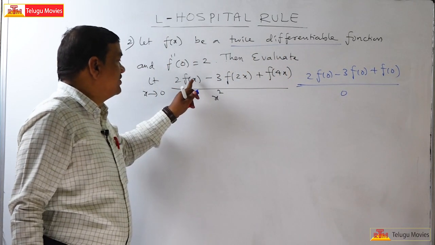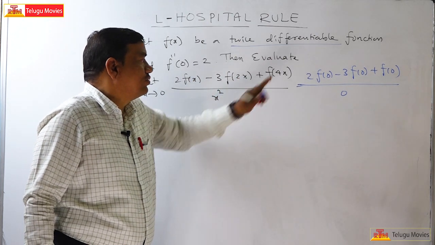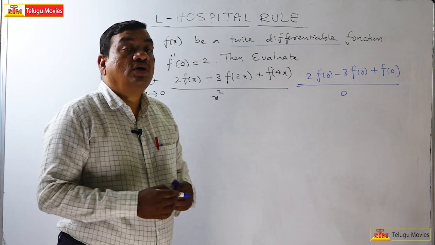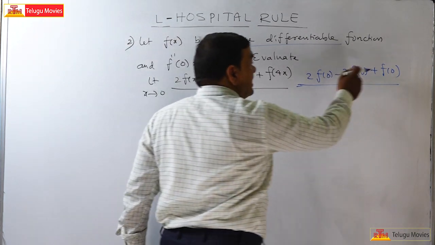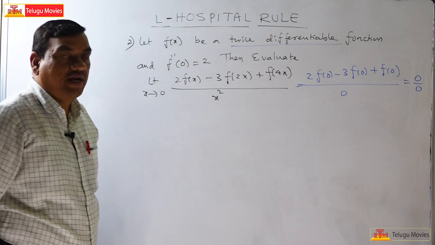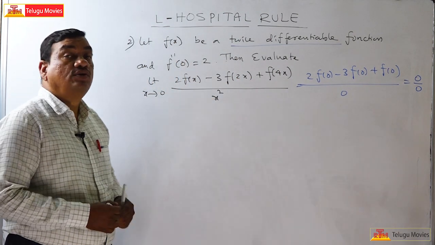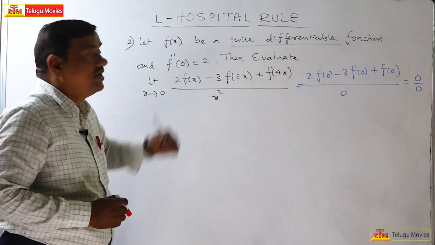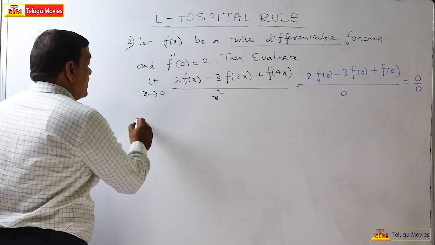Understand? So wherever x is, they substitute 0. So 2 times f of 0 plus f of 0, that is 3 times f of 0, and 3 times f of 0 means 0 by 0 we are getting. Now we have the right to differentiate both the numerator and denominator using L'Hospital rule. So let us see this.